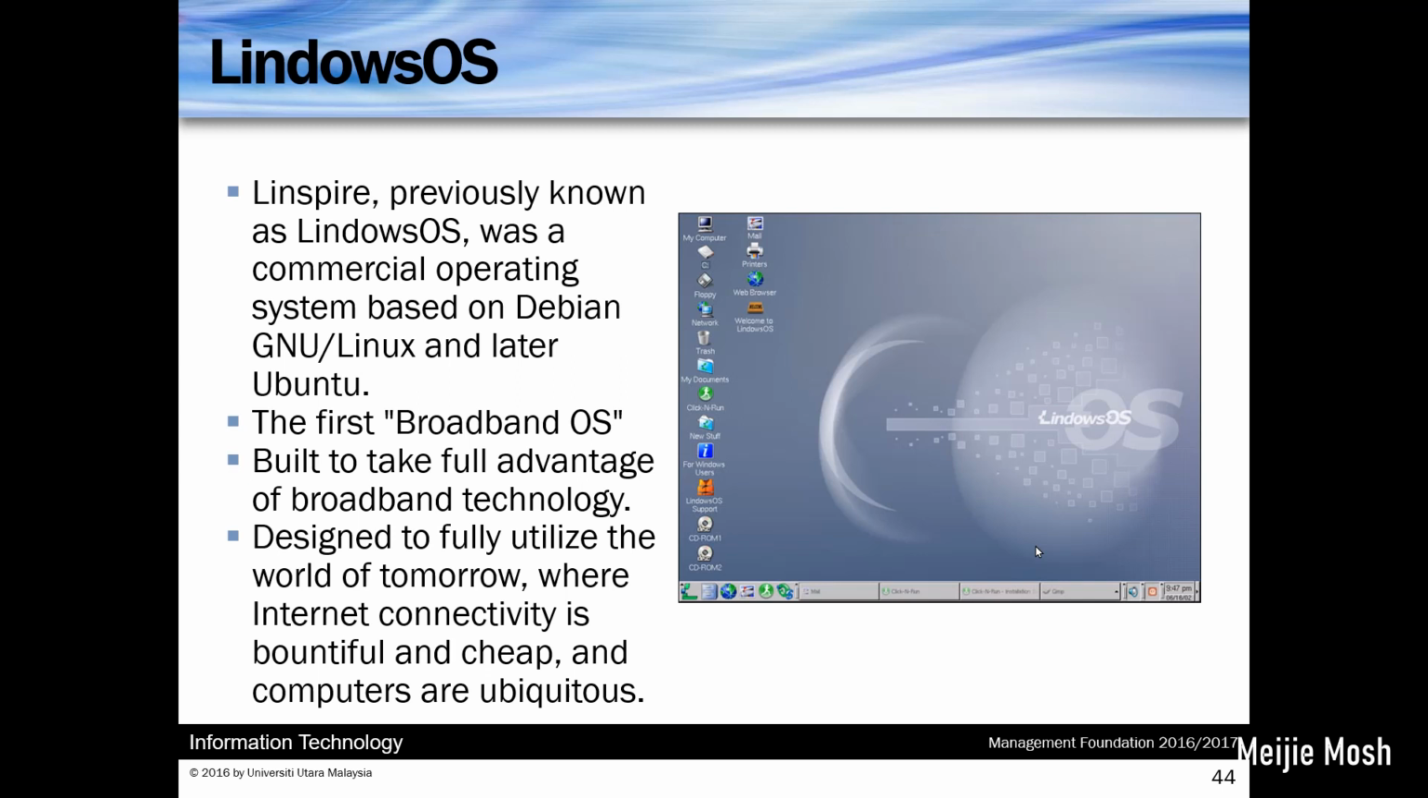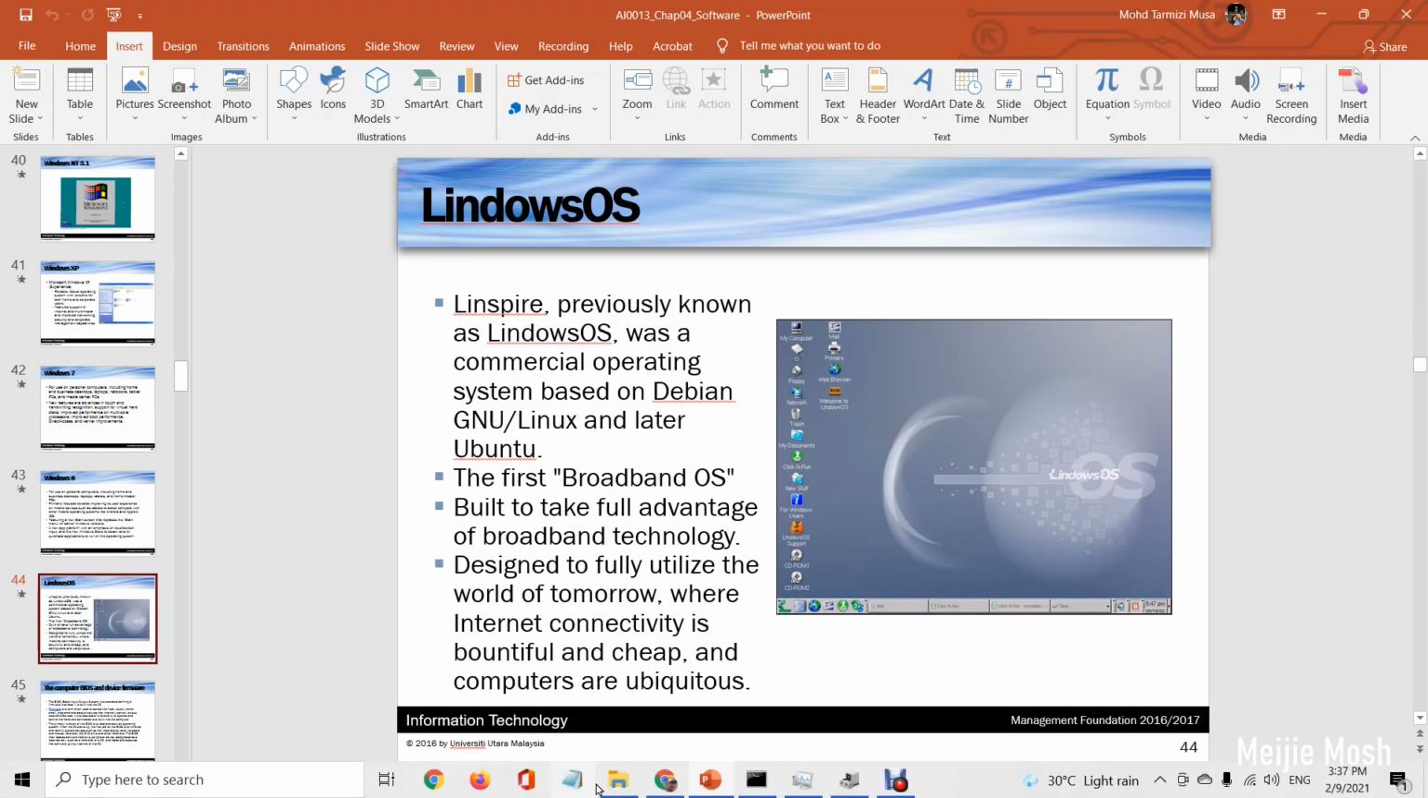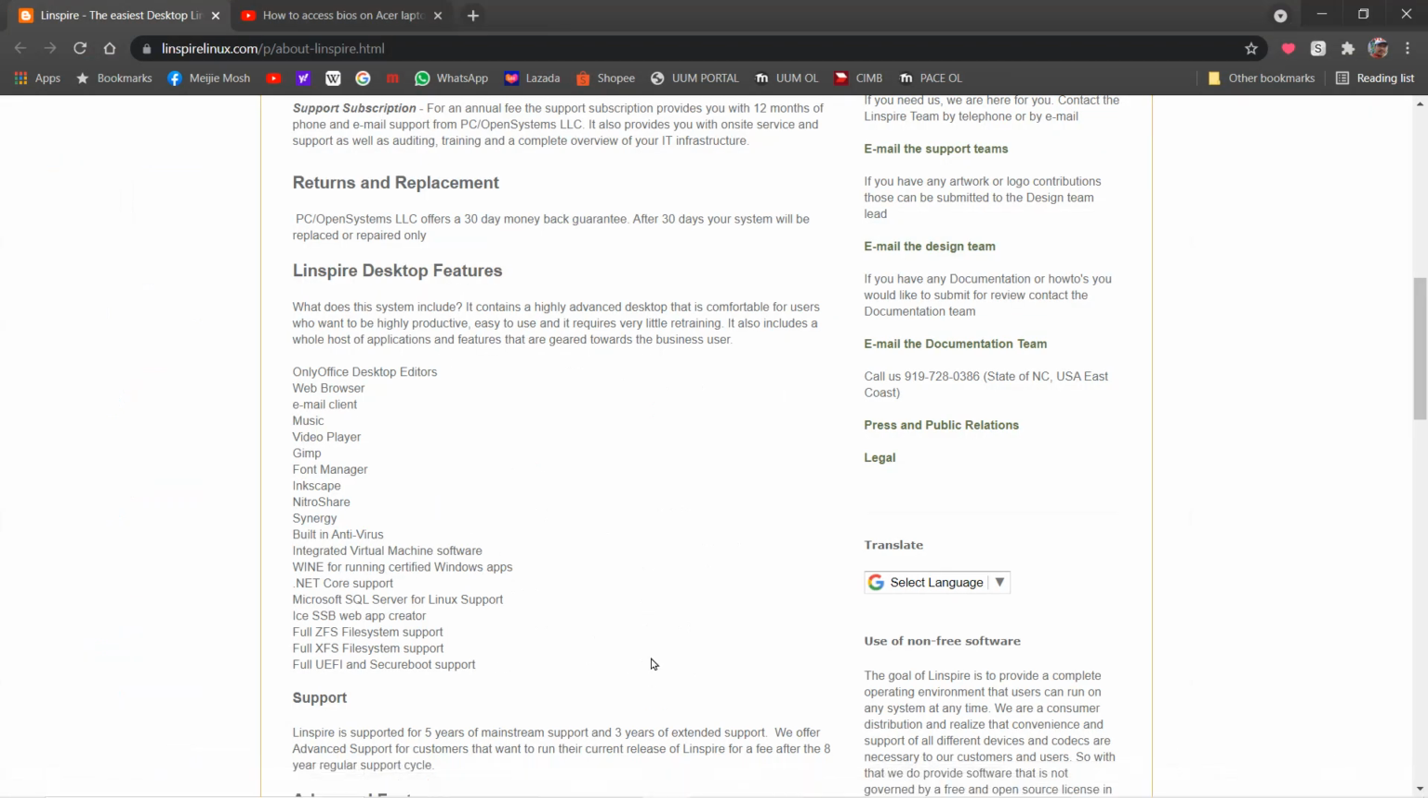This Linux operating system is the first broadband operating system, built to take full advantage of broadband technology. It was designed to fully utilize the world of tomorrow, where internet connectivity is bountiful and cheap, and computers are ubiquitous. The latest Linspire is version 10, released on February 8, 2021, this year. Here are the Linspire desktop features.